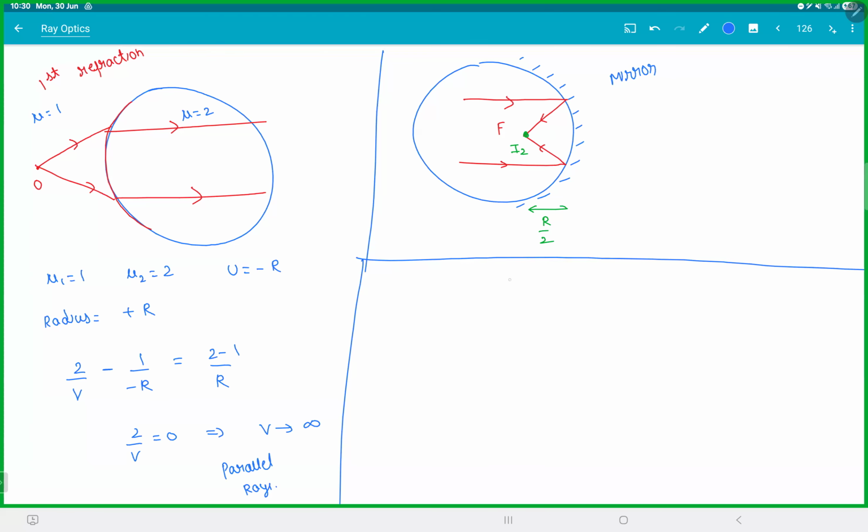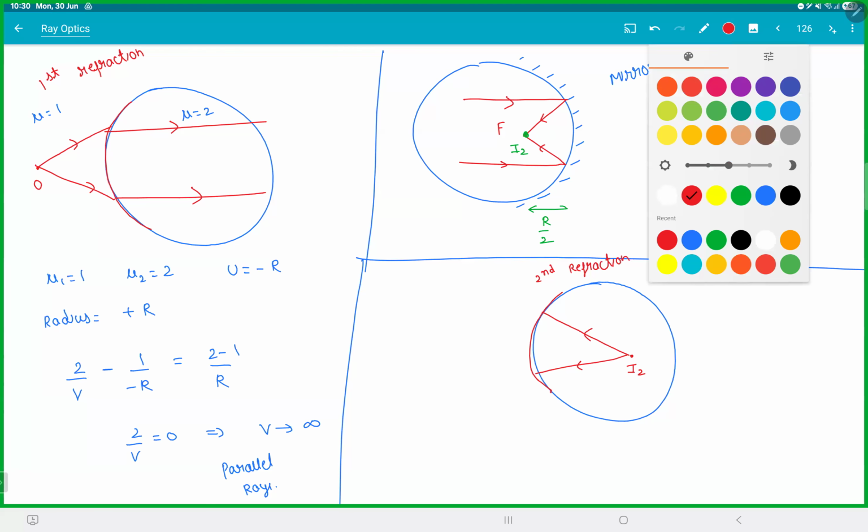The third part. Now be careful here. Now the light rays are coming from here, I2, like this. That's what this interface thinks. This is your second refraction. Hope you're getting how you're doing this.